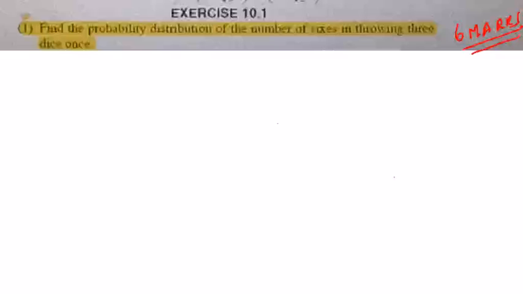So if x is going to be a random variable, which is going to denote the number of sixes I'm going to get, I can get either no sixes at all in all the 3 dice, or I can get 1 six in one dice, and in the other 2 dice I might get some other number, or I can get 2 sixes, or in all the 3 dice I will get sixes only, right?